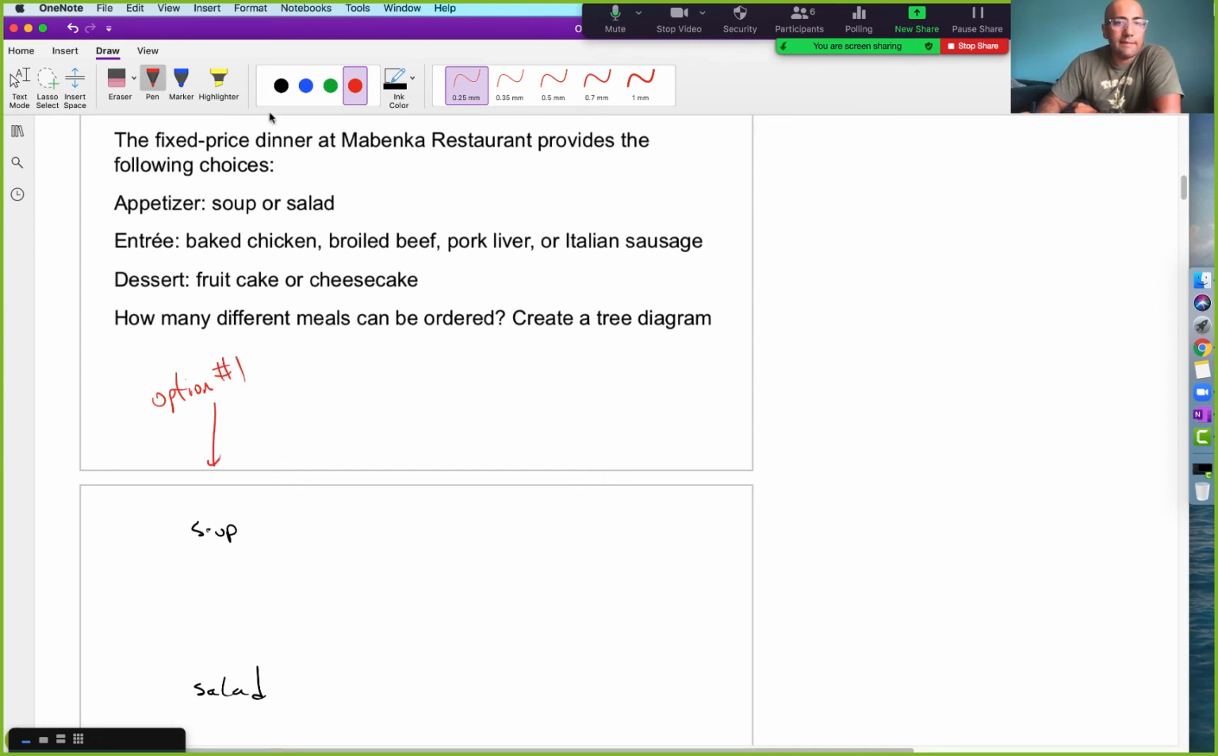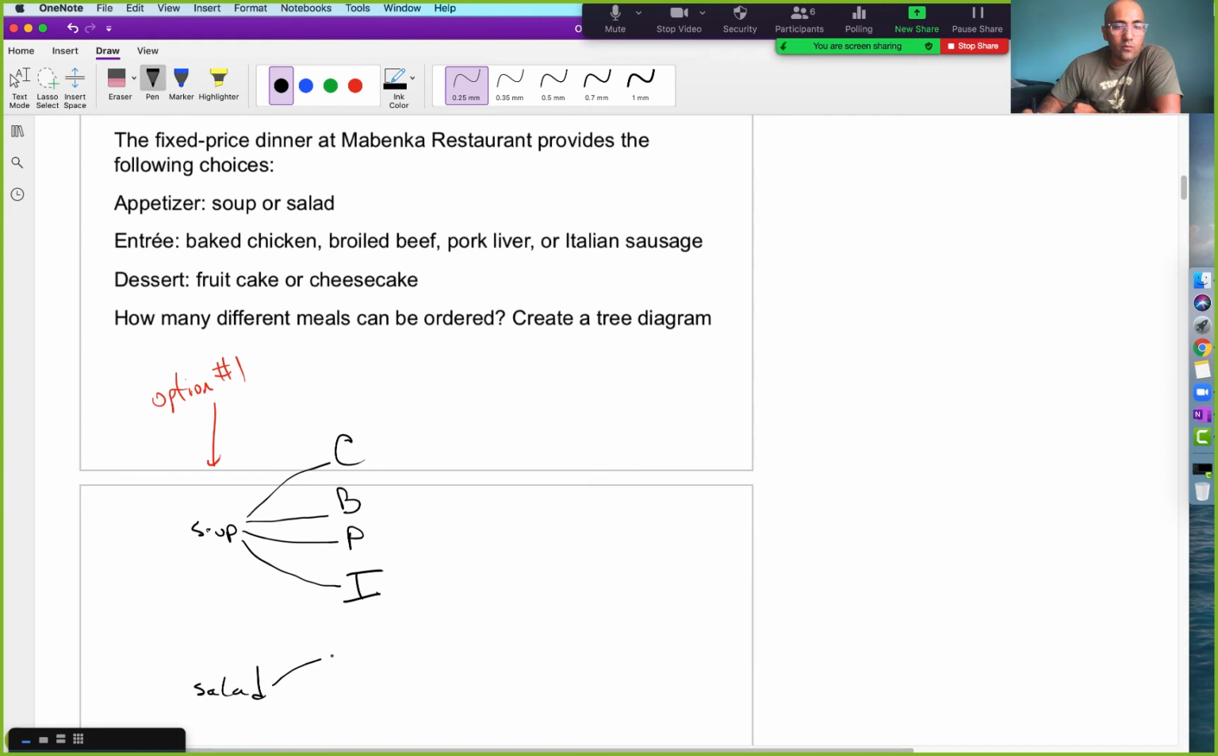Option number 1 is that guy. From there, we're going to create this tree that goes over to option number 2. And for option number 2, we have 4 different things to choose from. Option number 2 is the entree, and we got a choice of chicken, right? And then beef, pork, or Italian sausage, right? So chicken, beef, pork, Italian sausage.